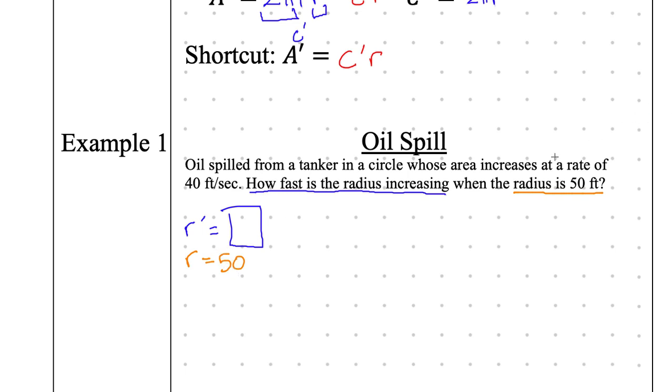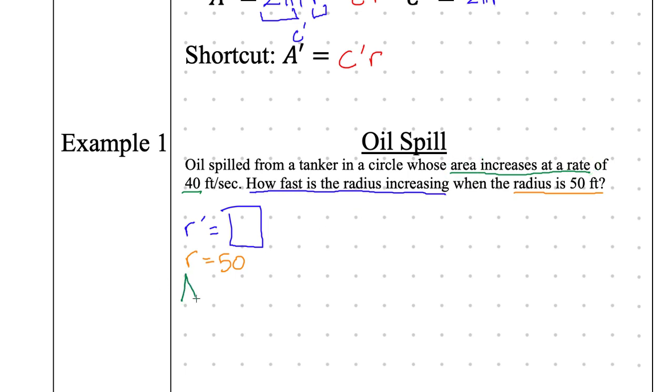And then finally, I also know what? I have some 40 right here. Oh, that's A prime. R prime is equal to 40, right? No, that's A prime. Area increases at a rate. So area is increasing at a rate. If it's talking about a rate, it's talking about the derivative. If I'm talking about the derivative of area is 40 feet.